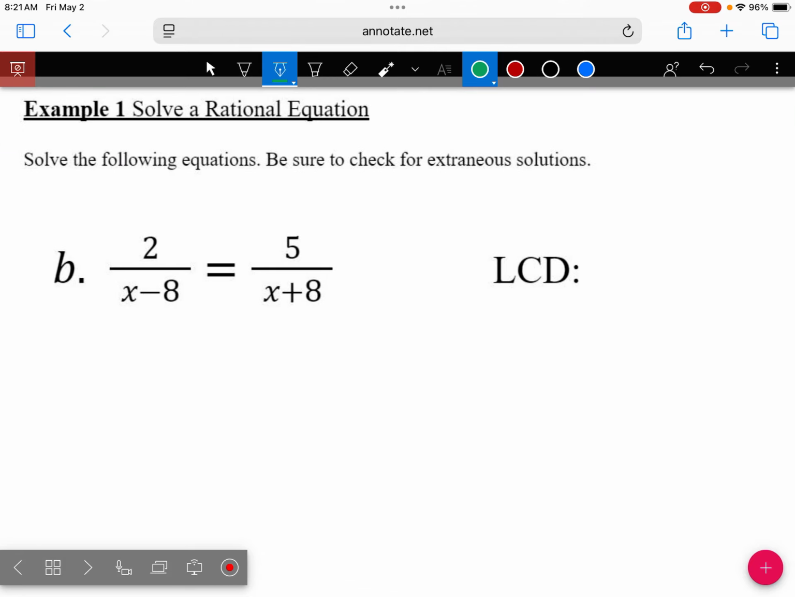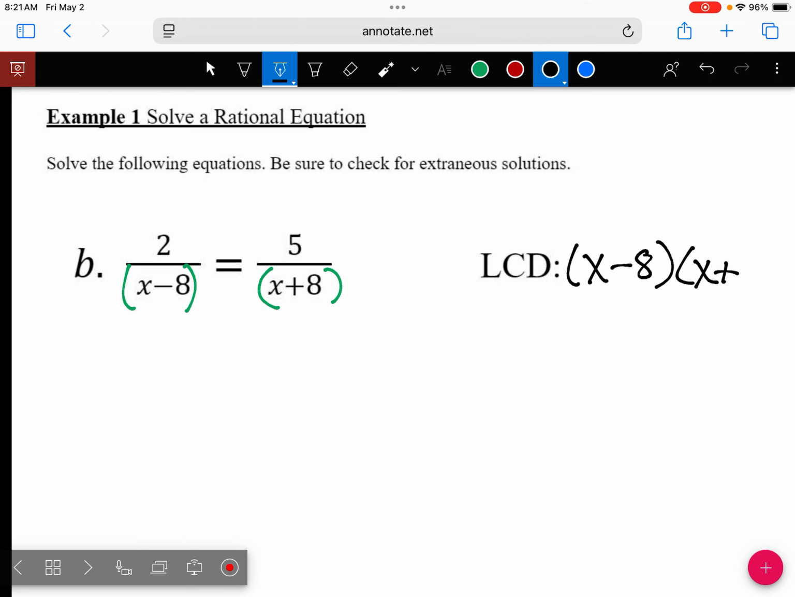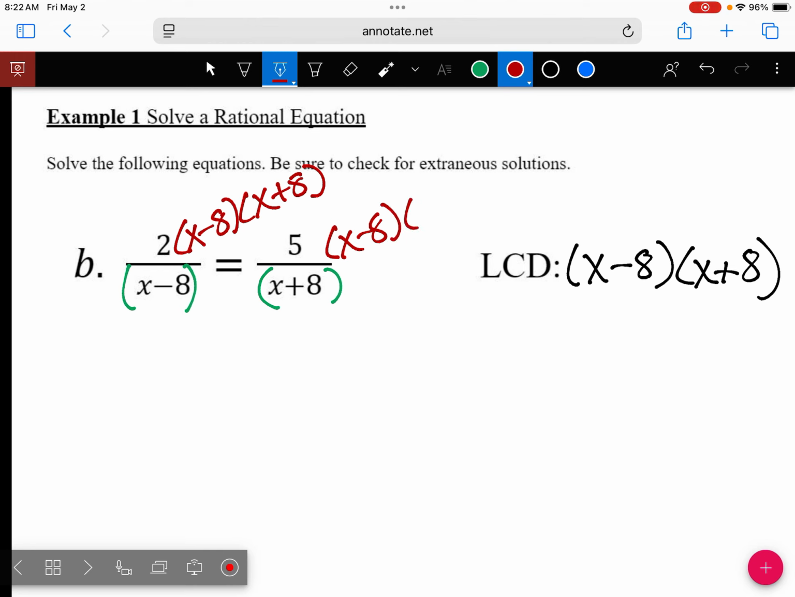So my LCD is going to be both of these together. So what I'm multiplying by is x minus 8 and x plus 8. So I'm going to multiply this fraction by x minus 8, x plus 8. And this fraction by x minus 8, x plus 8.